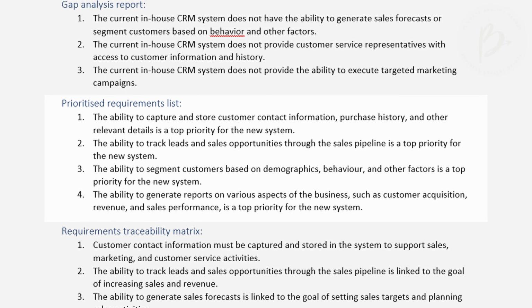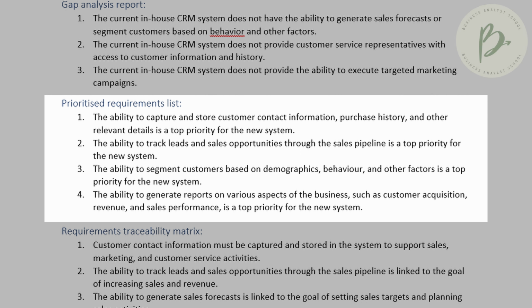Now you want to prioritize the requirements list. How do you do this? During your analysis, you will do it throughout the whole stage, or the whole steps of the BA approach. You are constantly interacting with your stakeholders to confirm some requirements, as well as to prioritize them, together with your team, to really understand what is the high priority for us. So one of the priorities here is the ability to capture and store customer contact information, their purchase history, and other relevant details. That is top priority for the new system, right?